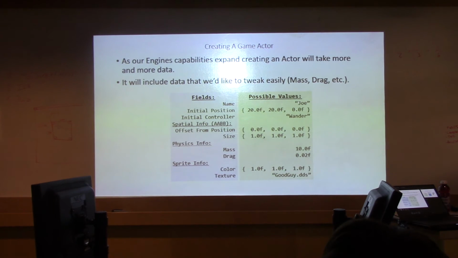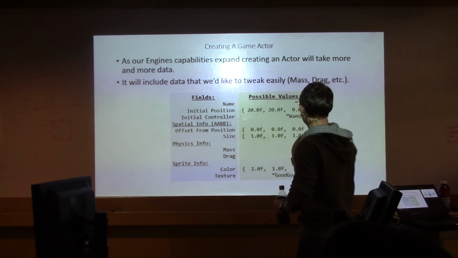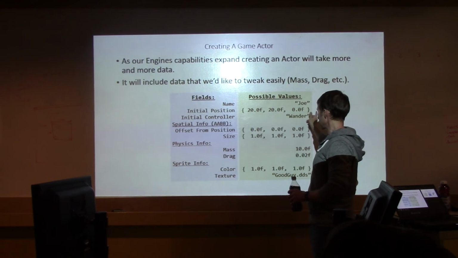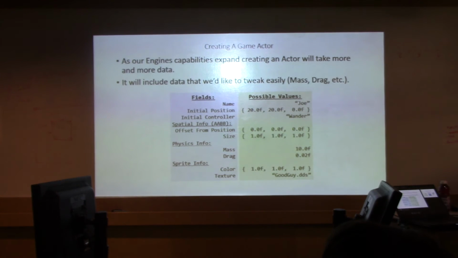And then, if I want to apply physics to it, I need a mass and a drag, and if I want to apply sprites to it, I need my texture and maybe a color if I want color changing. And here are some possible values for those. Obviously, right now, most of you probably have some code where these things sit in character strings, vector 3s, whatever, and that's what we drive from the game, and we want to get away from that.